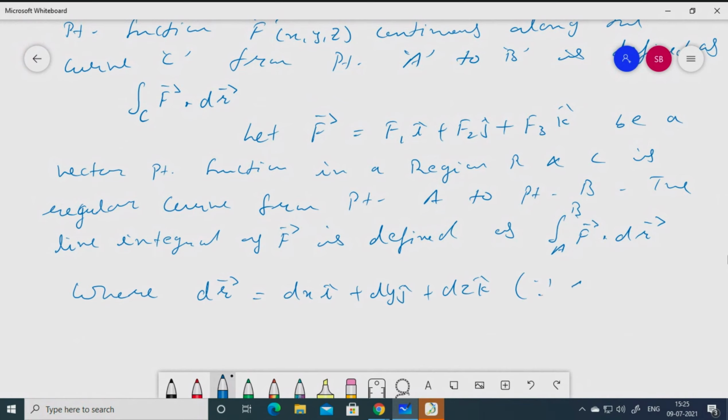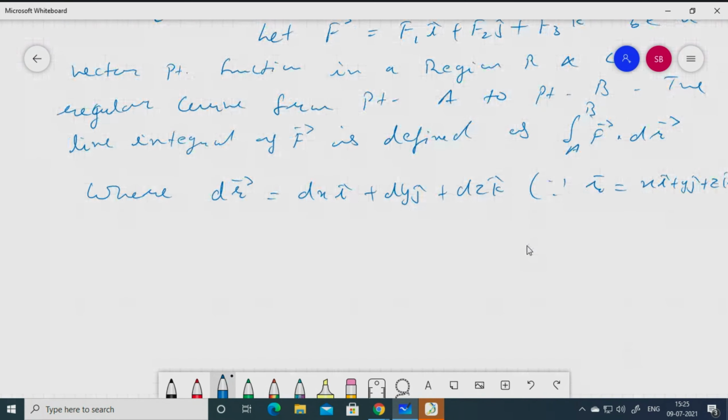Why? Because r bar is x i plus y j plus z k. Because of that, dr bar will be dx i plus dy j plus dz k. Therefore, I can write the line integral over this curve C. If I mention C, it's over some curve C. The line integral over this C from A to B is f bar dot dr bar.